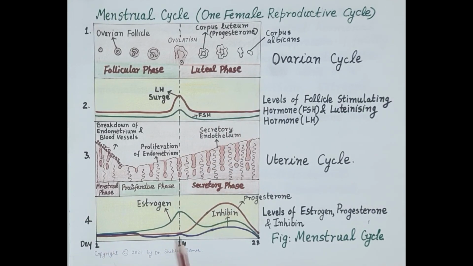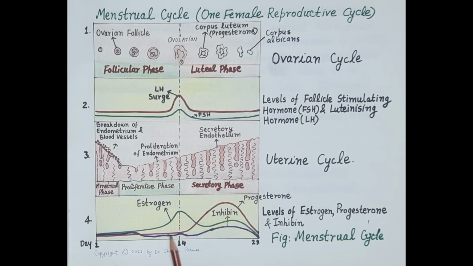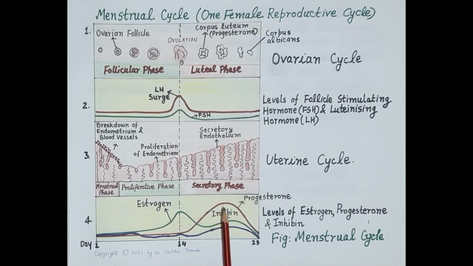Now this is figure 4. It shows the blood levels of progesterone. Levels of progesterone are shown here in red color. See that during the follicular phase, during the first half of the reproductive cycle, there is no production of progesterone. It is only after the formation of corpus luteum that progesterone is produced. Now if the egg is not fertilized, then the progesterone level falls again, and this marks the beginning of a new reproductive cycle or a new menstrual cycle.